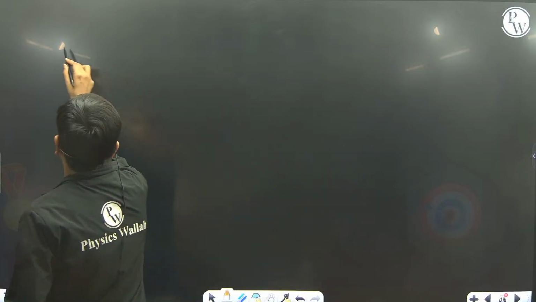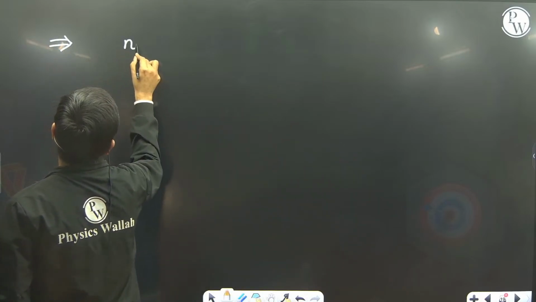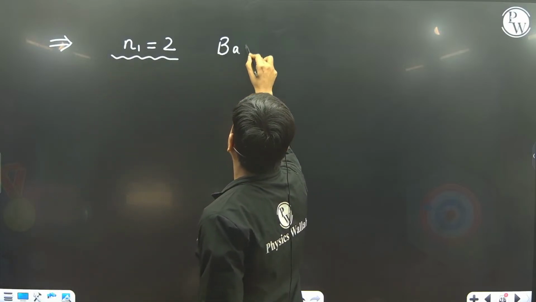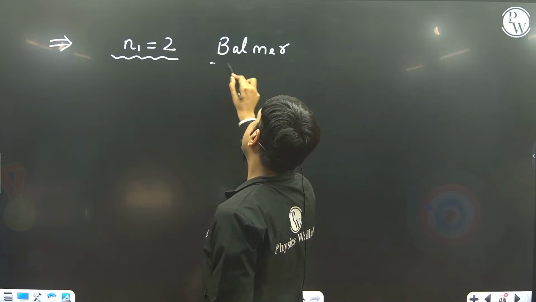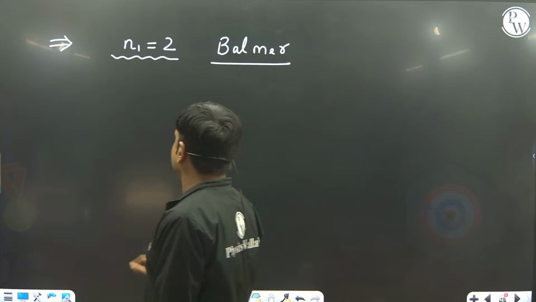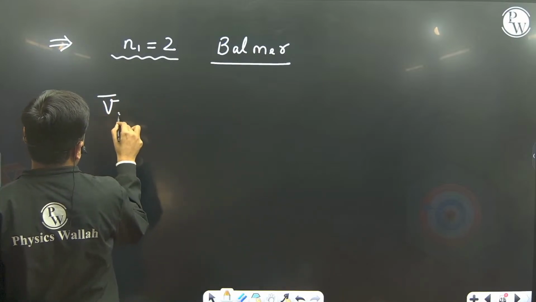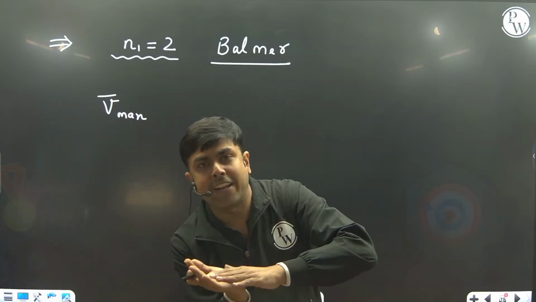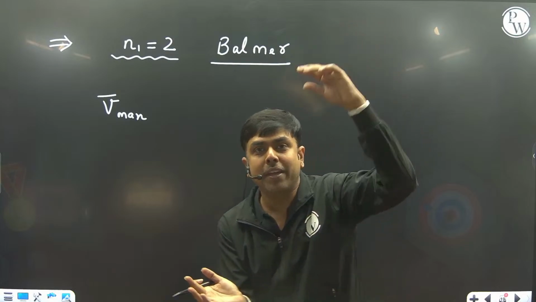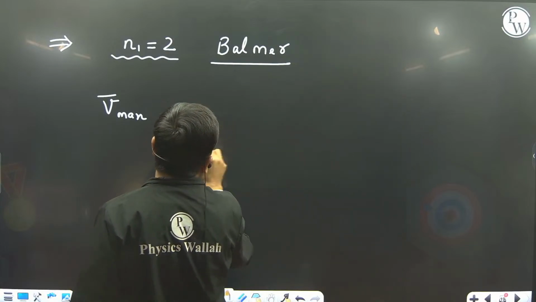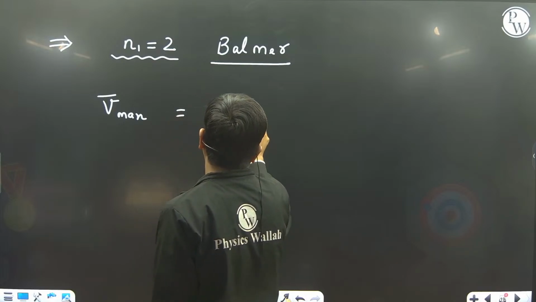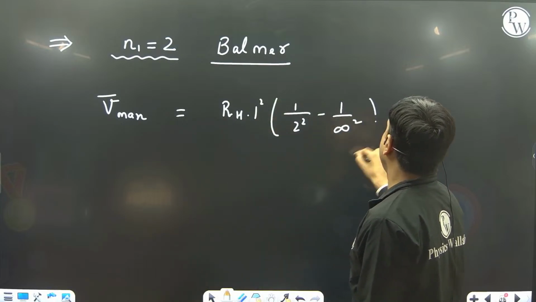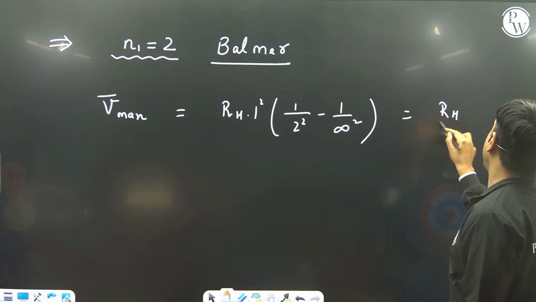Balmer, visible spectra, right? So N1 is always equal to 2. Balmer. Now, if I need to calculate mu bar max, energy has to be maximum. I'm moving from the second step. It has to be maximum. So N2 has to be infinity. So the transition will occur from 2 to infinity. 1 upon 2 square minus 1 upon infinity square, which is nothing but RH by 4.